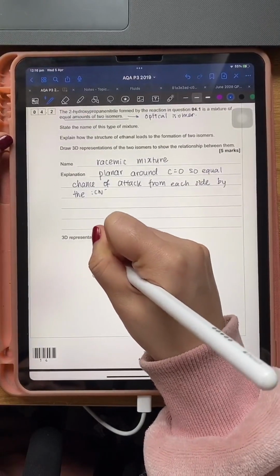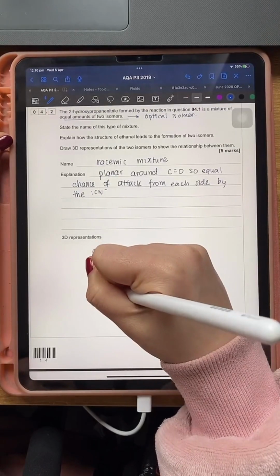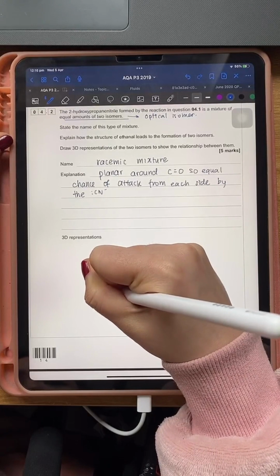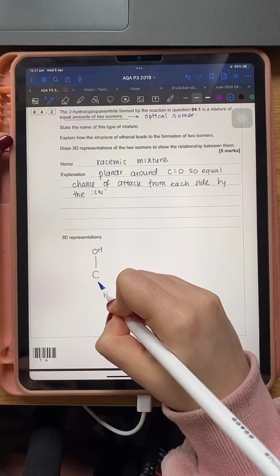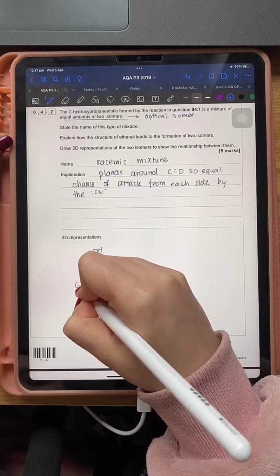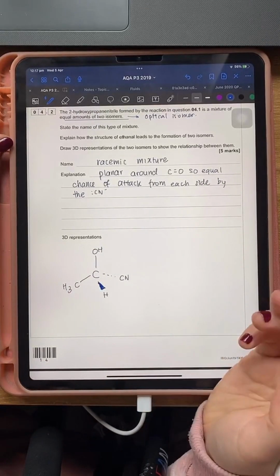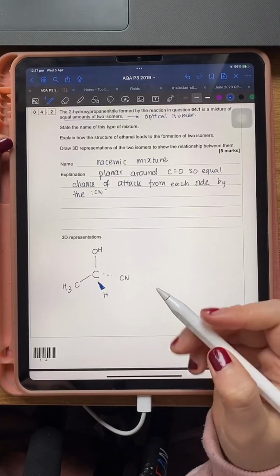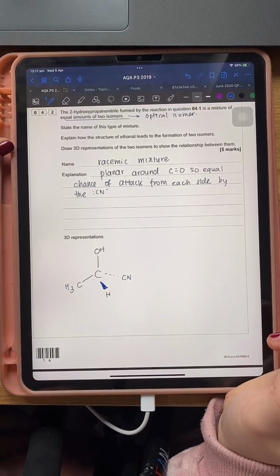You have hydroxypropanenitrile. So that's going to be something like this. 1, 2, 3 carbons. You have your nitrile group and 2-hydroxy, meaning your alcohol is on the second carbon. And then it's an optical isomer, so just flip it around.